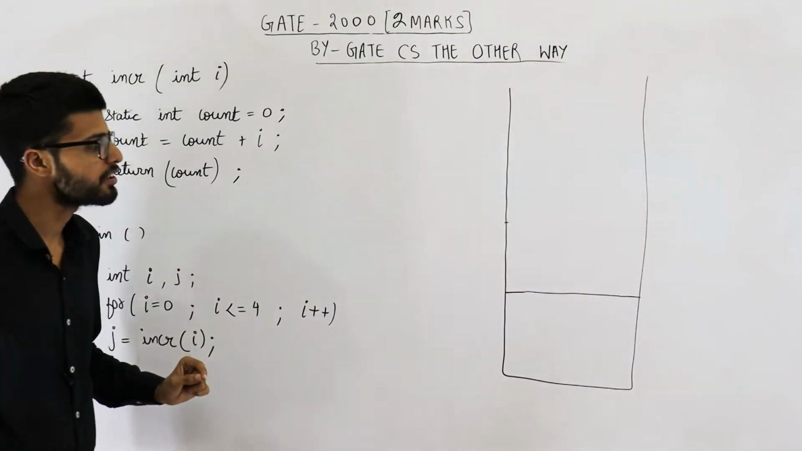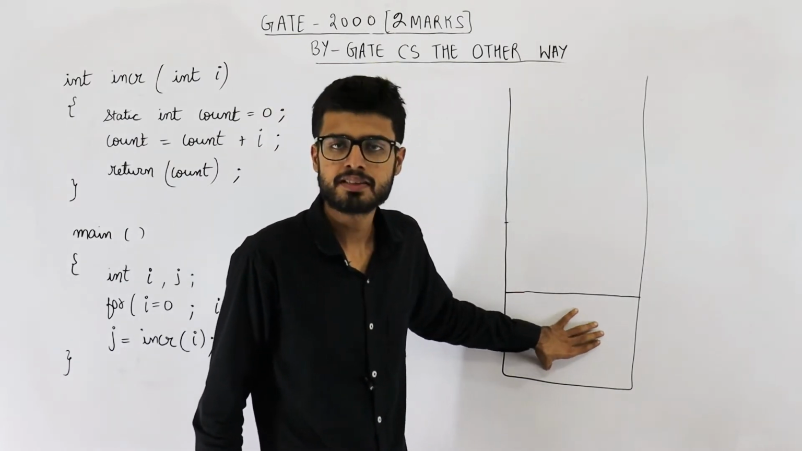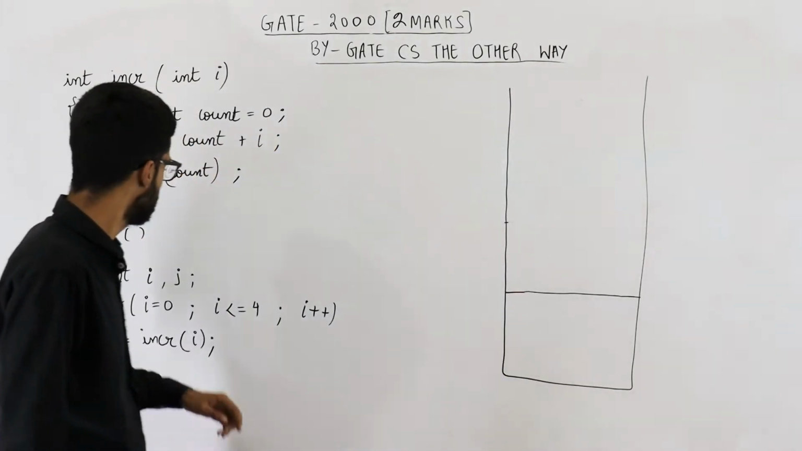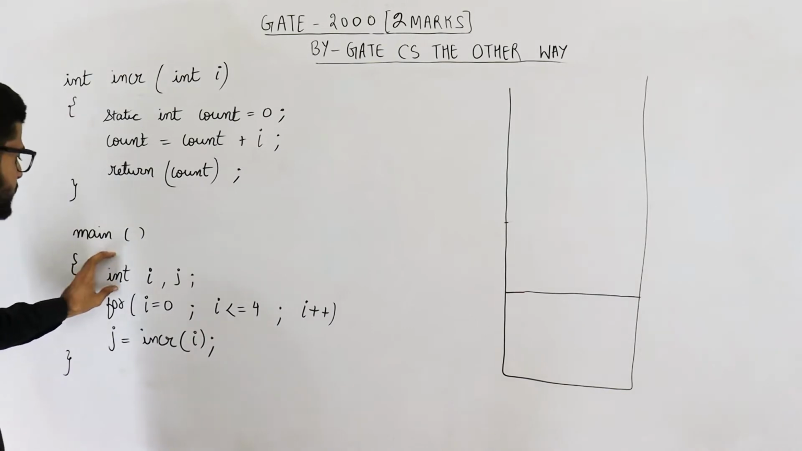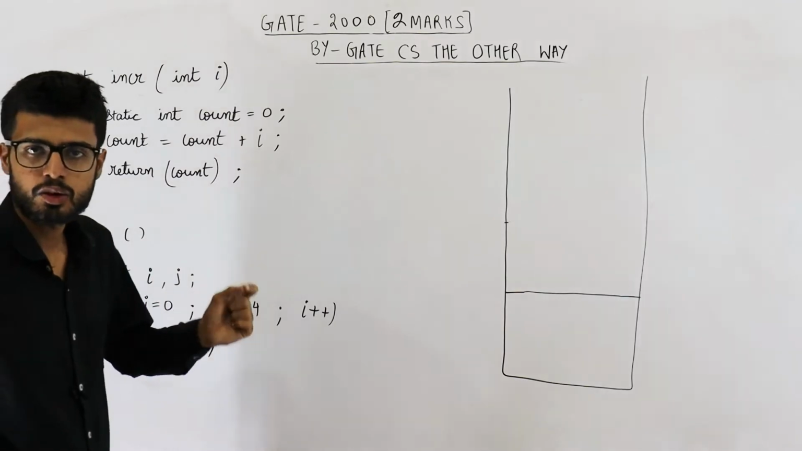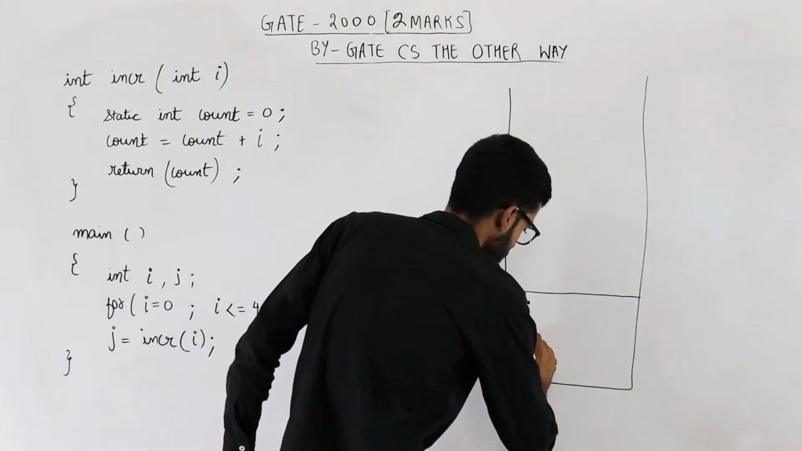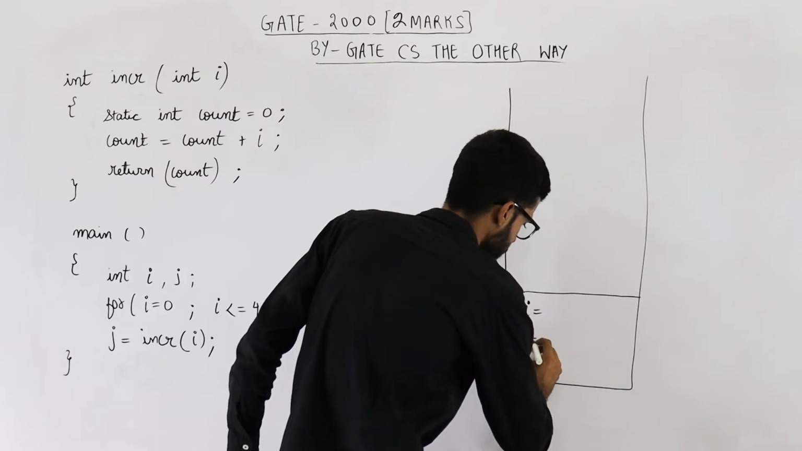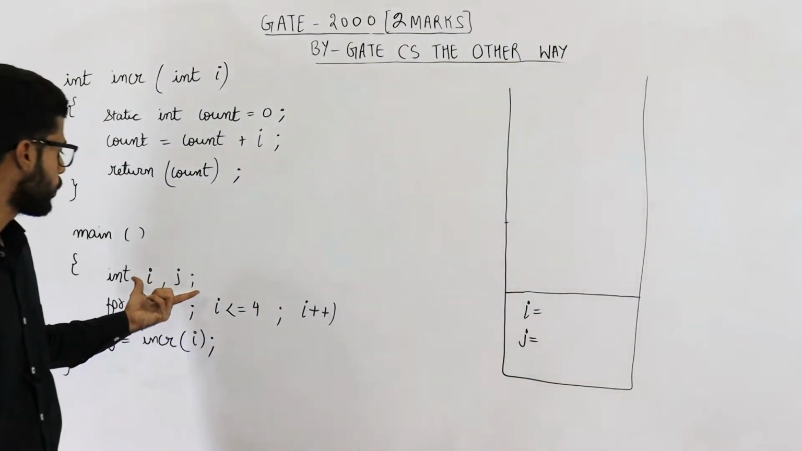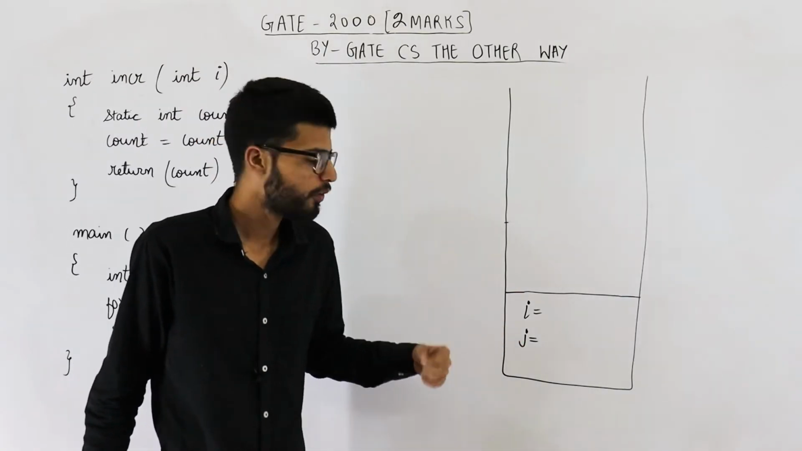And whenever any function is called, an activation record will be pushed onto the stack. Suppose this is the activation record of main. Now first line will be executed inside main function, that is int i, j. That means you are trying to declare two local variables named i and j. So these are the variables i and j. These are local variables, hence they will get memory inside the activation record of that function.